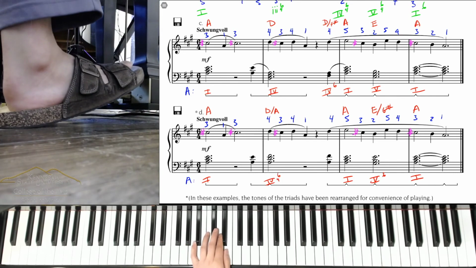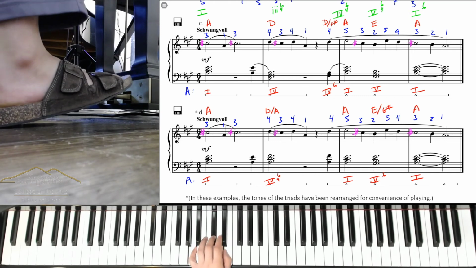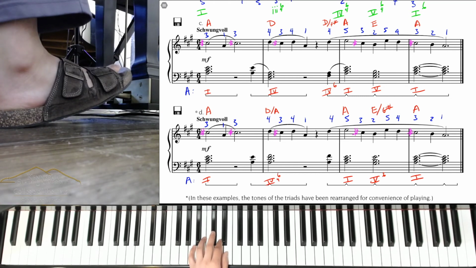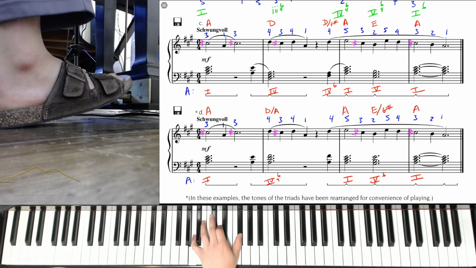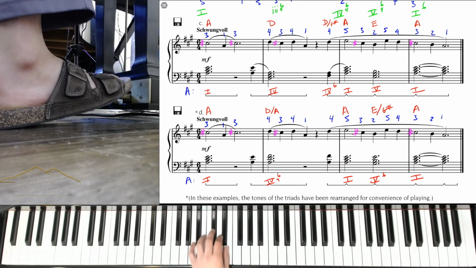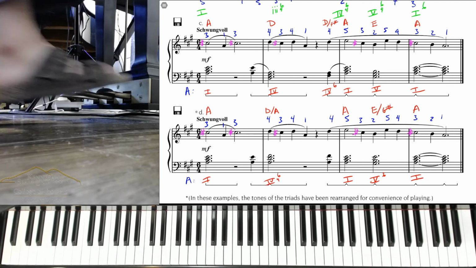Here we go. 4, 5, 6. 1, 2, 3, lift, 5, down, change, 2, 3, lift, down. 1, 2, 3, change, 2, 3, change, 2, 3, change, 2, lift.